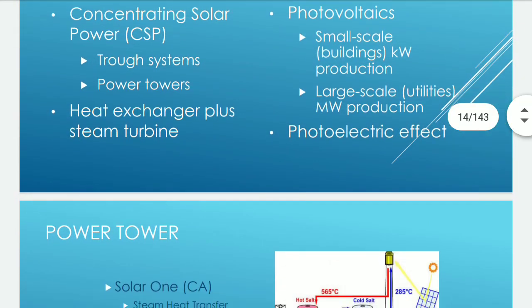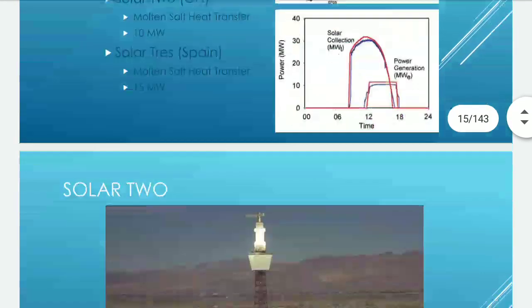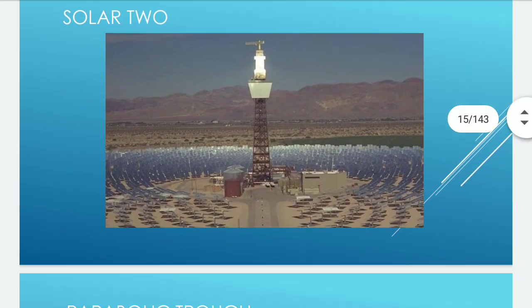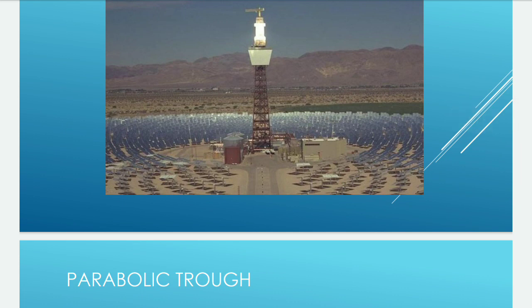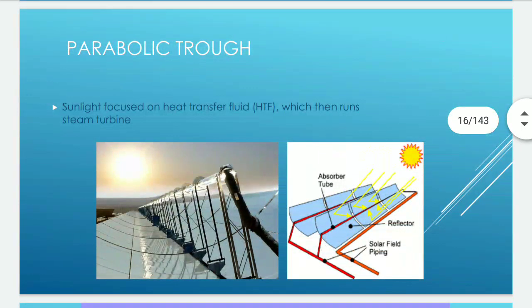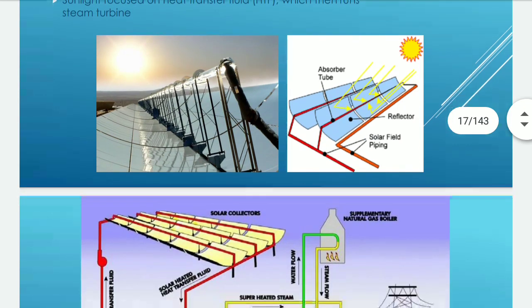Concentrating solar power. Solar 2, this is the US picture of the solar tower, Solar 2. Then more panels around this, and then reflectors, parabolic trough. Sunlight is focused on the heat transfer fluid, HTF, which then runs a steam turbine. Absorber tubes, inside this tube, reflectors, solar field piping.